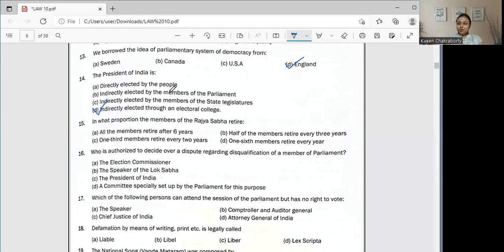So you might know this answer because this was a question which we have studied at school level also. That is, all the members do not retire after 6 years. Not half the members, they don't retire after 3 years. But 1/6 members also do not retire every year. It's 1/3 members retire every 2 years. So the members of the Rajya Sabha retire in the proportion of 1/3 members retiring every 2 years.